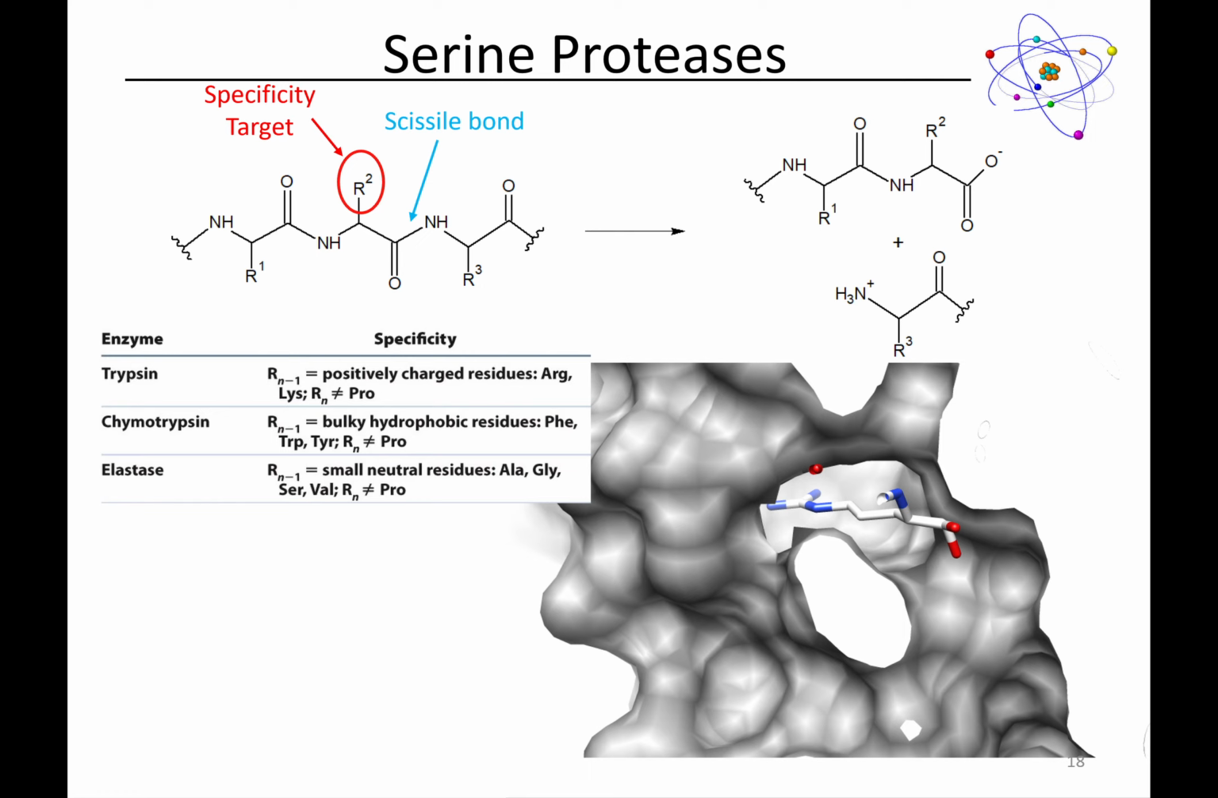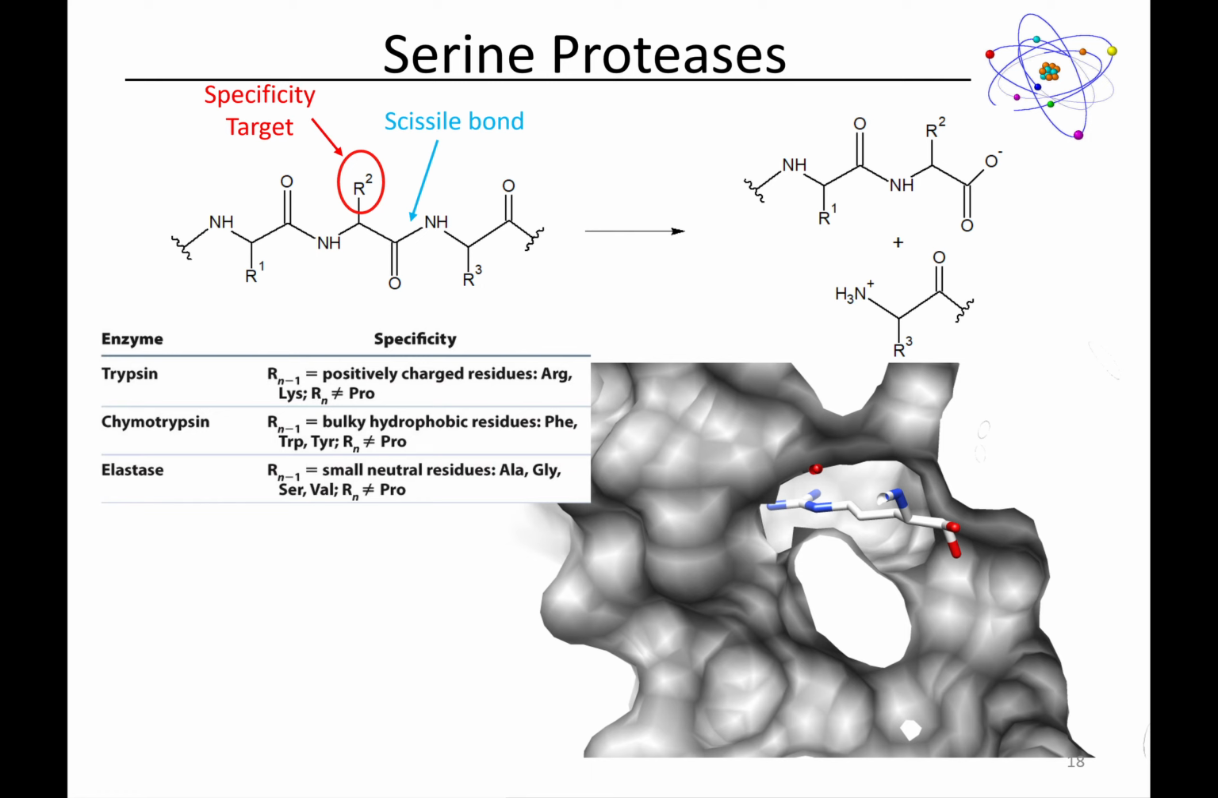it looks intimidating, but that's the important thing about it: just before the reactive bond, it's looking for a lysine or an arginine. Chymotrypsin, just before the reactive bond, is looking for big, bulky hydrophobic groups, and it specifies here phenylalanine, tryptophan, or tyrosine. For elastase, just before the reactive bond, we're looking for smaller things: alanine, glycine, serine, and valine.